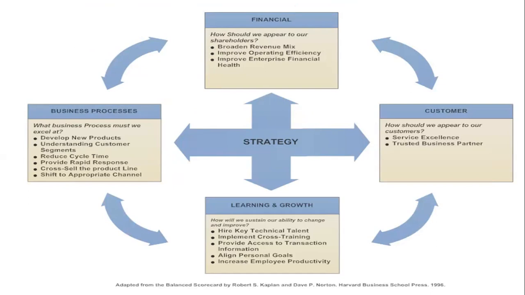So what are the 4 perspectives? Initially we said we are looking from the financial perspective, but more than the financial perspective, you need to have business process, learning and growth, and customer perspective. So financial perspective means how should we appear to our shareholders? How can we create more value for our shareholders?